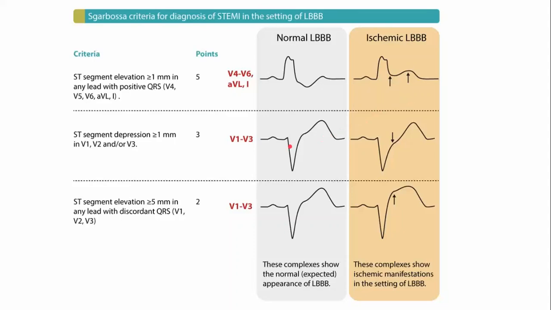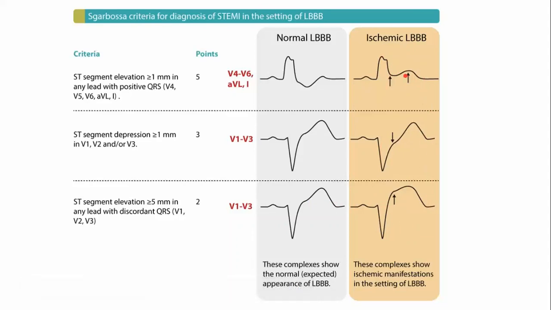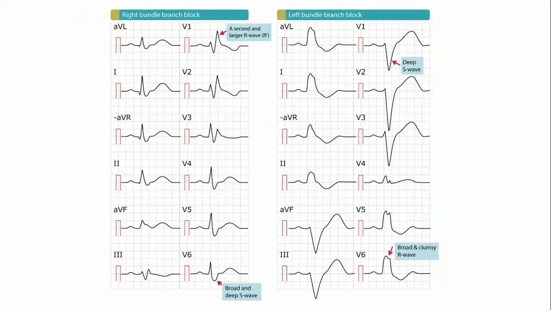So here are the subtle changes between V1 through 3. Sometimes this S wave can be just a little bit depressed, this ST segment. Sometimes we might see subtle ST elevation here. In V1 through 3, sometimes we'll see a little bit of ST elevation, just a little bit different than the look here. But again, these are so subtle, it's really almost academic to point this out.